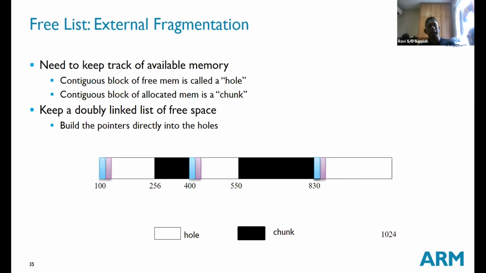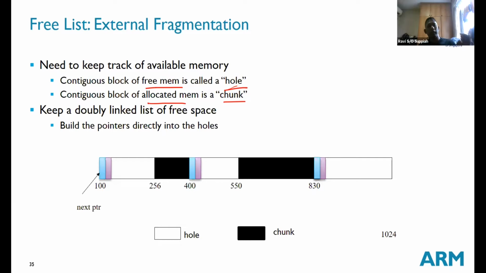So when I have chunks of memory allocated, internally the system must keep track of the next available hole, which is the free memory, and the next allocated memory, which is the chunk. So I need to keep track of the hole and the chunk. The hole is the free space, the chunk is the memory that's already been allocated. It is basically like a double linked list: one linked list pointing from hole to hole, and the other pointing from chunk to chunk.